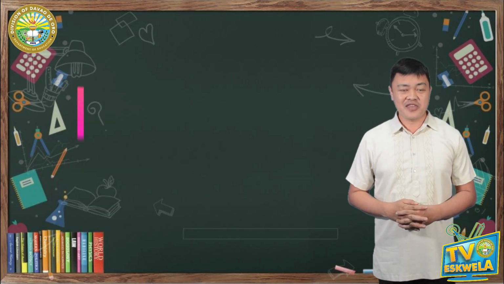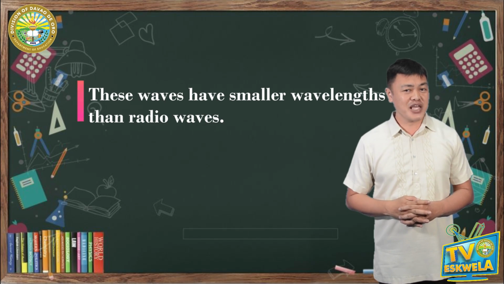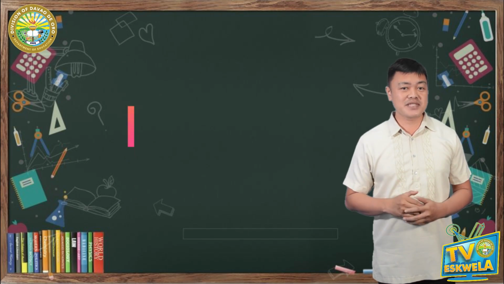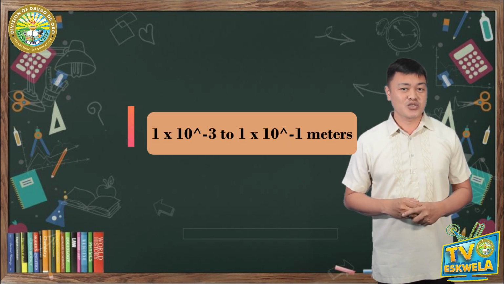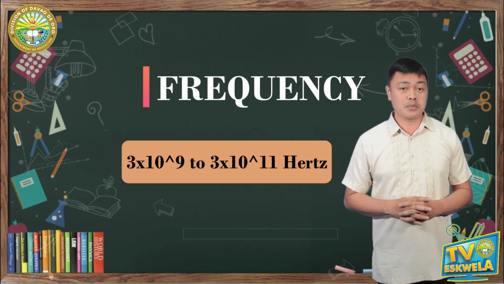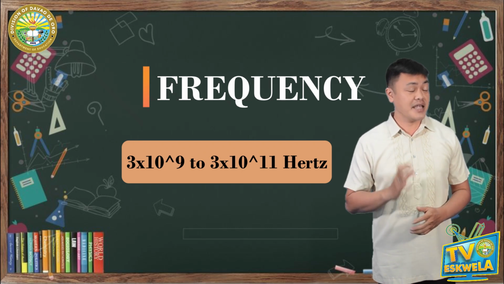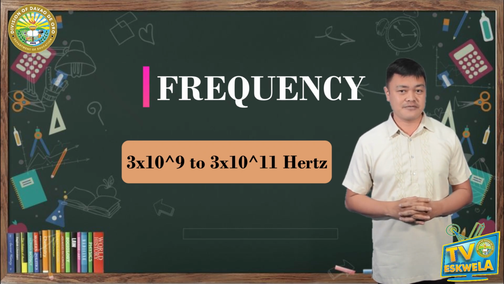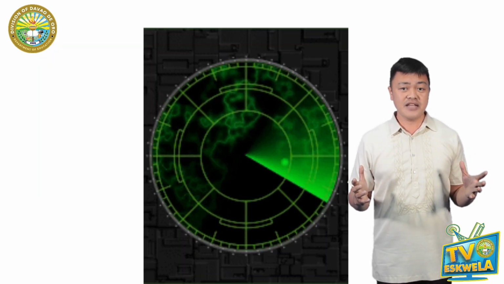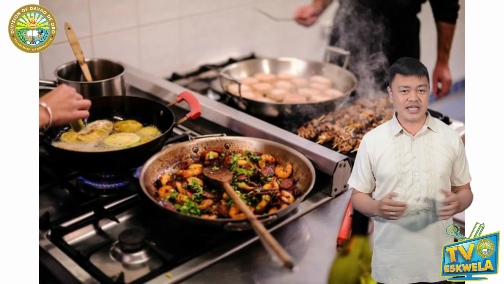Next question. These waves have smaller wavelength than radio wave, the same size as the 1 peso coin. 1 times 10 raised to the power of 3 to 1 times 10 raised to the power of negative 1 meters, and a frequency of 3 times 10 raised to the power of 9 to 3 times 10 raised to the power of 11 hertz. With this range of frequency and wavelength, this range is used in satellite communications, radar, television transmissions, and cooking.